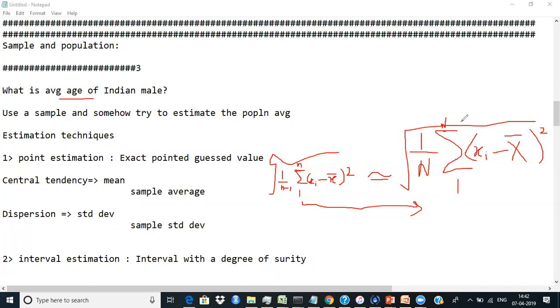No, I'm not saying that. Why will that be? Small n is your sample size. Imagine the Indian male population is around 60 crore. So capital N is around 60 crore. Small n is around 10.